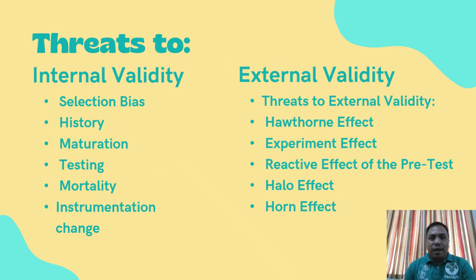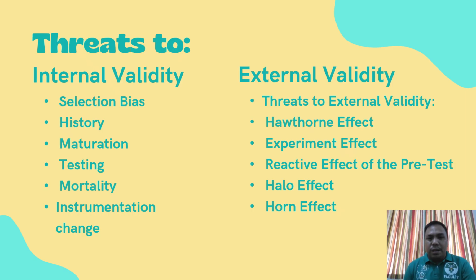Okay, we have your threats to internal and external validity. When we say internal validity, that refers to how confidently we can say that the changes observed in an experiment are caused by the independent variable and not by other factors. So several threats can affect internal validity. You have your selection bias, of course, when participants are not randomly assigned, making groups unequal from the start.